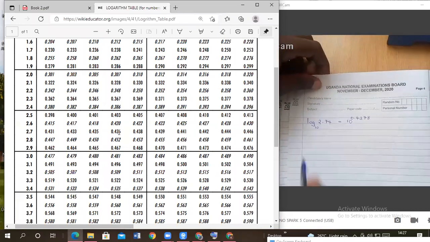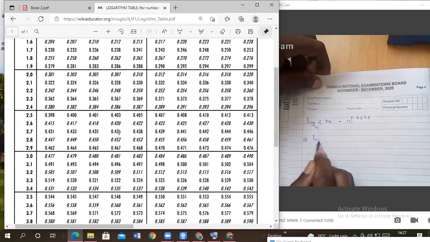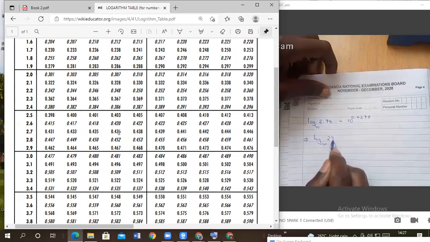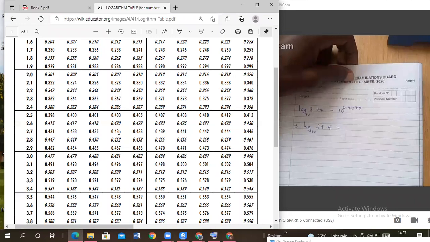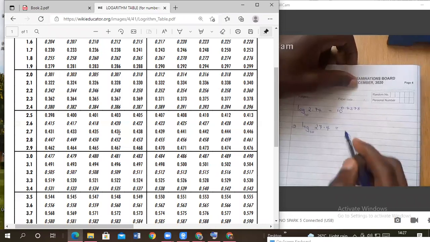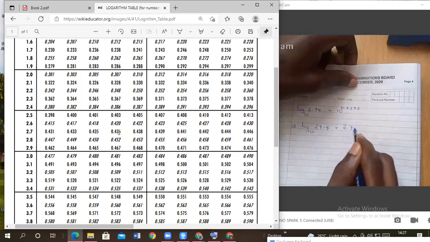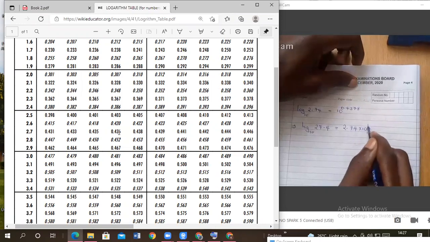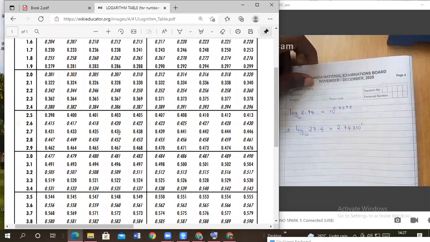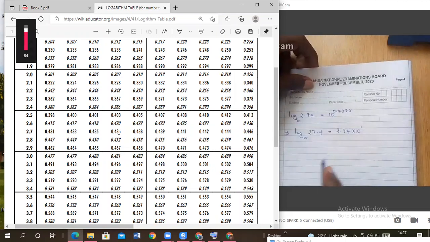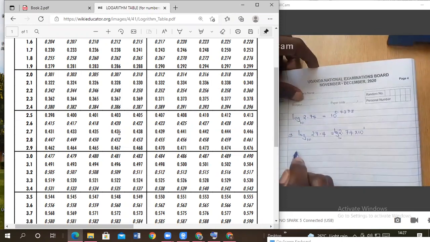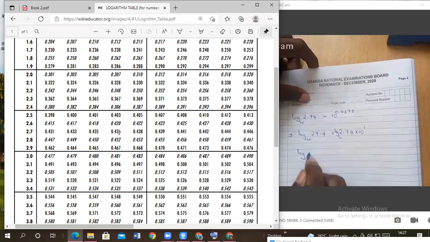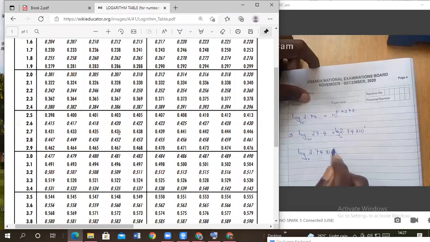Remember, implying that log to base 10 of 27.4, when we express it in standard form, what did we get? We got 2.74 times 10 to the power 1. So which means log to base 10 of 2.74 times 10 to the power 1.